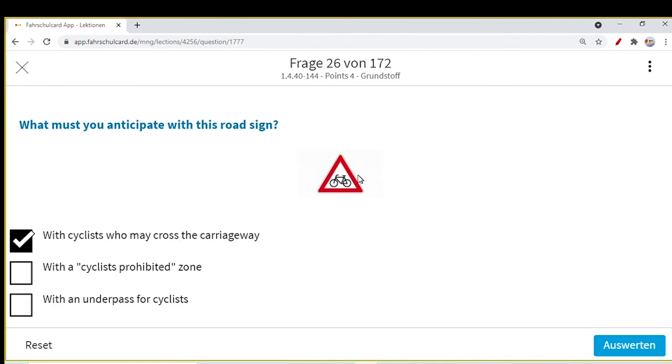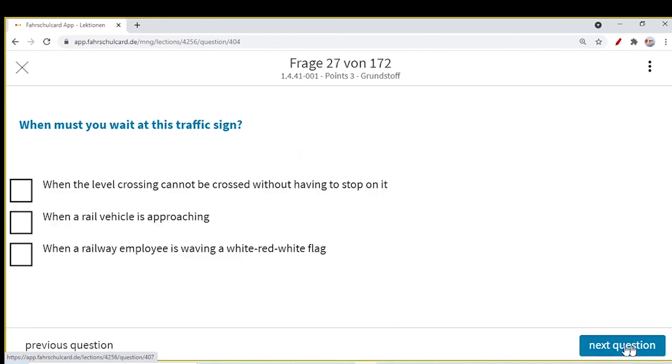With an underpass for cyclists, no, there is no sign of an underpass here as well. You only need to be very careful that cyclists could come onto the road. That is a tricky situation for you.